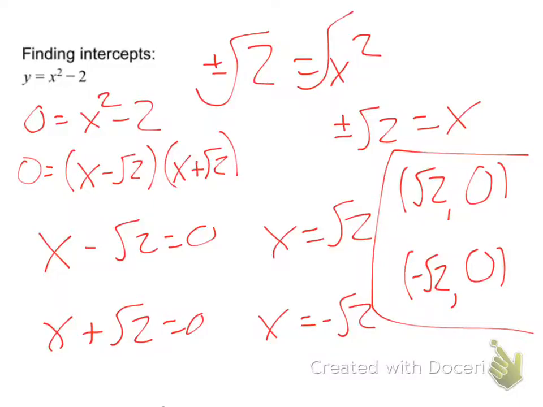X-intercepts are points. They're not just a single value. I think we all understand if I say, hey, my x-intercepts are square root of 2 and negative square root of 2, we kind of can visualize where they are, but they are points. It's just like when we graph our lines in slope-intercept form and we plot our y-intercept. If our y-intercept's at 4, it's at 0, 4. That's why. It's a point.